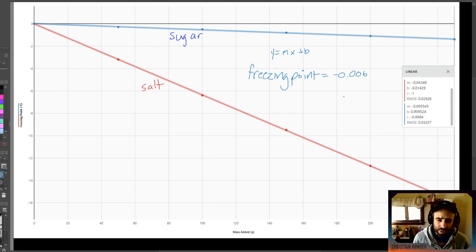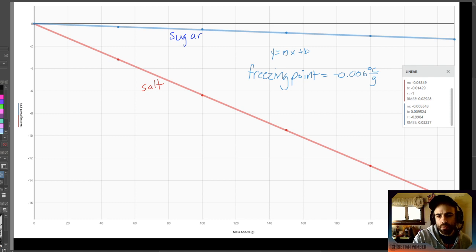I do need units on this. So what's the units going to be? Now this is a slope. Slope is always a comparison between what's happening on the y-axis and what's happening on the x-axis. So we need units for both the y-axis and the x-axis in our slope. So the y-axis has units of degrees Celsius, and the x-axis has units of grams. What that means is for every gram of sugar that I'm adding, my temperature of freezing is dropping by 0.006 Celsius.